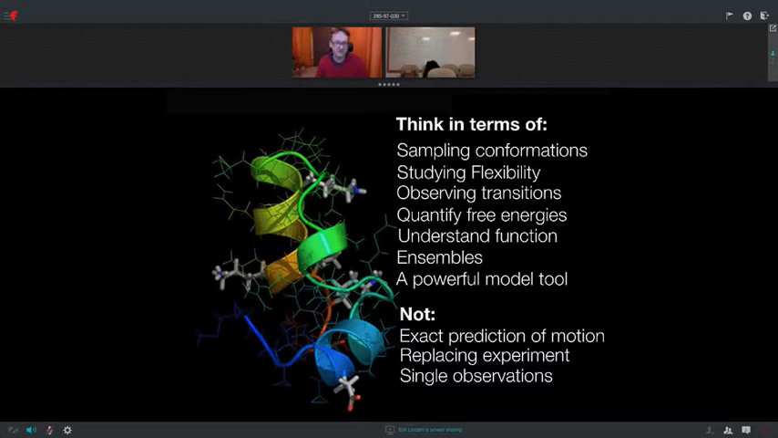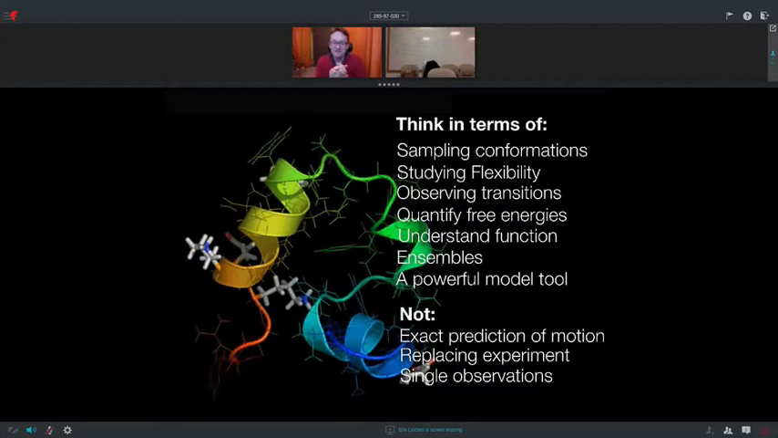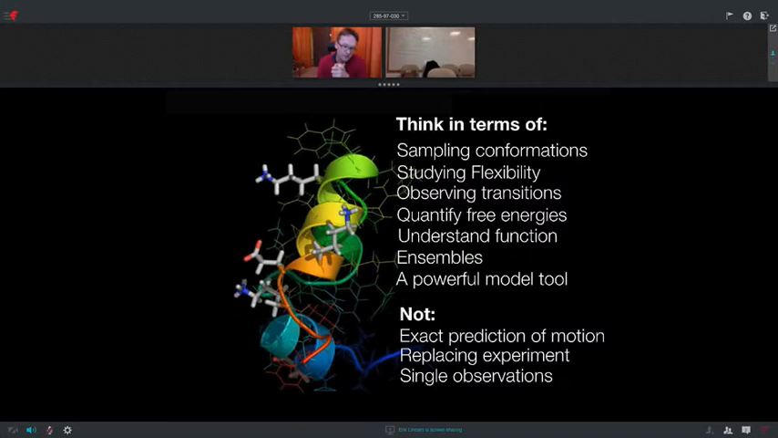Let's see. Oh, yes, I can get it moving. Beautiful. If everything else fails, read the manual. And as you see here, these motions, when it's just a single small protein, this might not be the end of the world. This might not be so important, but this can really help us understand things.